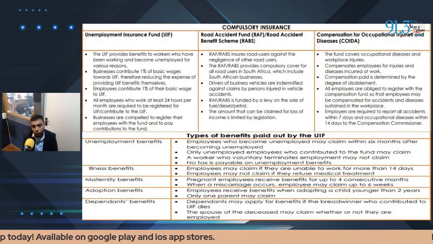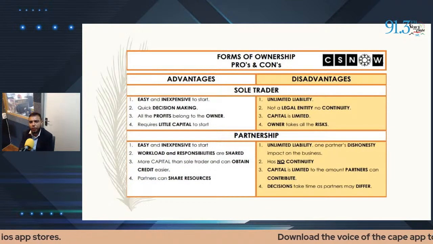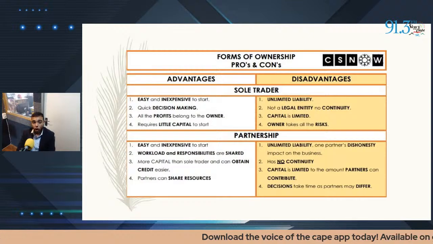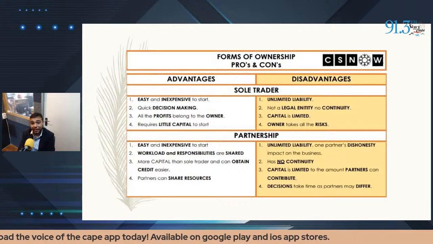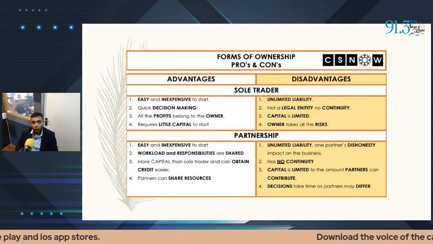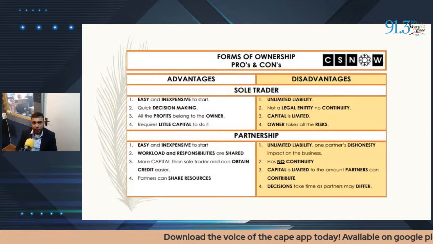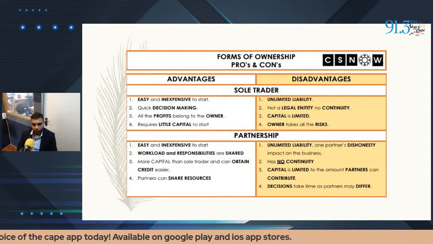We now move on to our next topic, which is forms of ownership. So, what is forms of ownership? It is our different types of ownership. We're going to look at the impact, which is our advantages and disadvantages of all our forms of ownership. So, sole trader, what you need to know about a sole trader? Sole trader, you only have one owner.